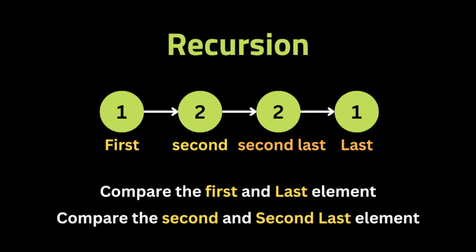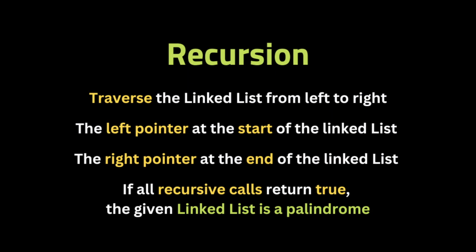We're going to take advantage of the recursion stack of the compiler and compare the first node with the last node, and the second node with the second last node, and so on. At any point in time where the comparison returns false, the result will be false, meaning the linked list is not a palindrome. Otherwise, if all the comparisons return true, we get a result of true, meaning it's a valid palindrome linked list.